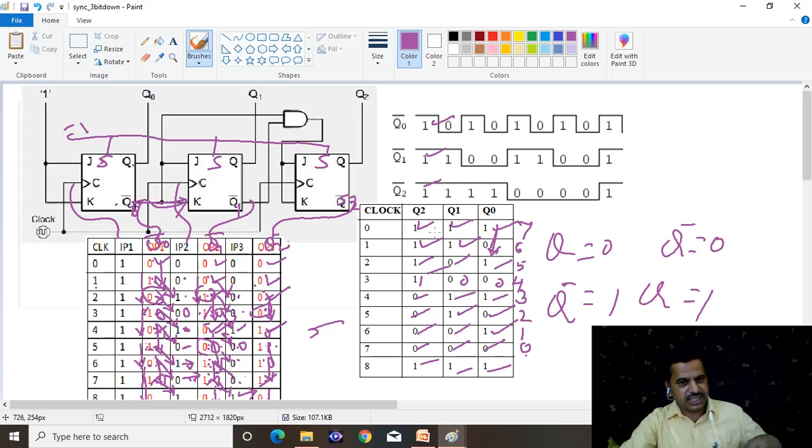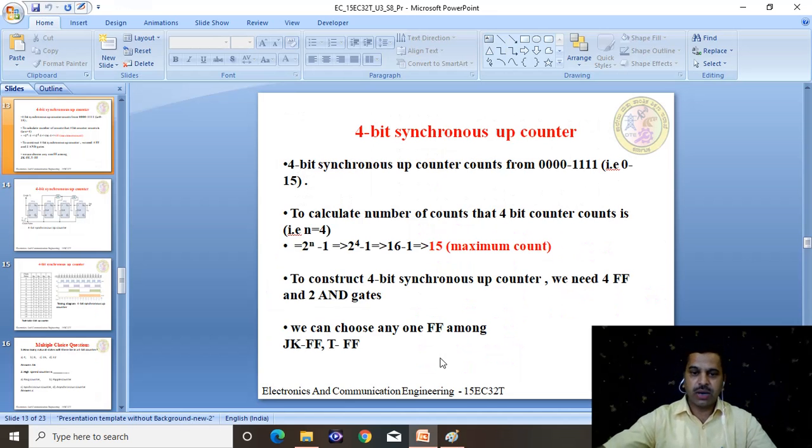The only difference is that instead of the Q output, we have to connect the Q bar output to the AND gates here. Now let us study the 4-bit up counter.